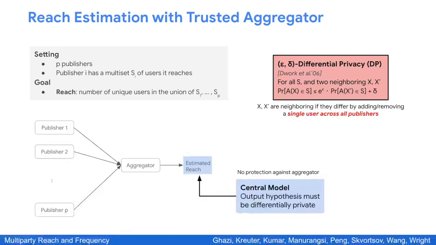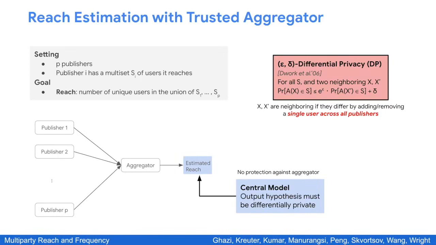In fact, for our reach problem, the algorithm is as simple as letting each publisher send their raw data to the aggregator, then letting the aggregator compute the true reach, and then add to the true reach some appropriately calibrated noise. This would already give a central DP algorithm for reach. However, as we said earlier, we would like our protocol to be scalable and be able to support many users and many publishers. And having each publisher send their raw data to the aggregator is simply too costly in terms of the communication in our setting.